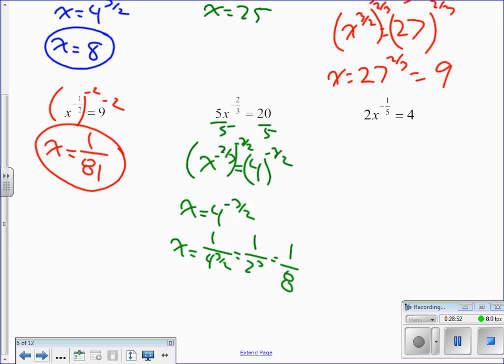First step on the next one, divide both sides by 2. x to the negative 1/5, my bad, negative 1/5 is equal to 2. What times negative 1/5 gives me positive 1? Negative 5. Raise them both to the negative 5 power. x equals 2 to the negative 5, which is 1 over 2 to the 5th. 2, 4, 8, 16, 32. 1 over 32.